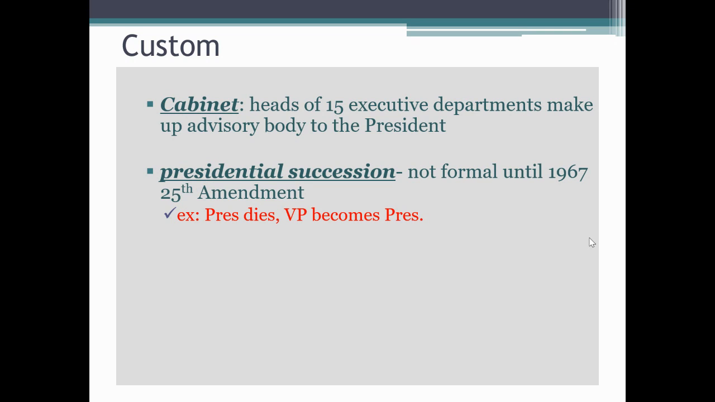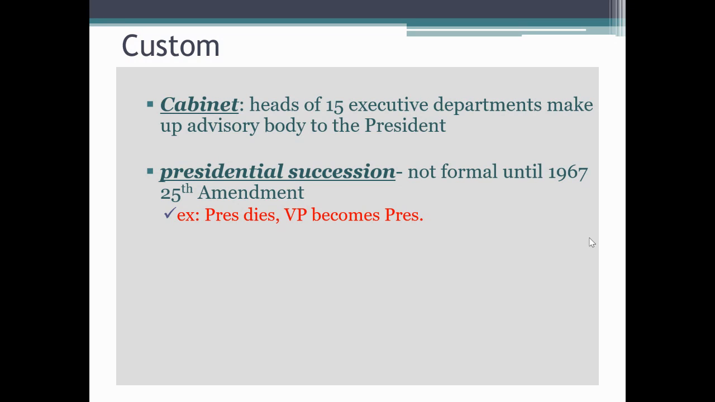A lot of people think that we've always had this, but it was actually our 25th Amendment, which was not ratified until 1967. Before that, the original Constitution says that if the president dies, the vice president becomes president. But that's kind of it, and then it's like, well, what happens if the president has a stroke? What if the vice president would die along with the president? So there were a lot of unanswered questions.